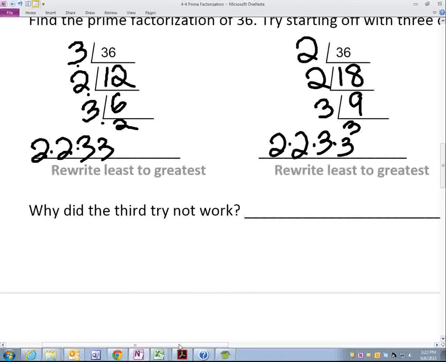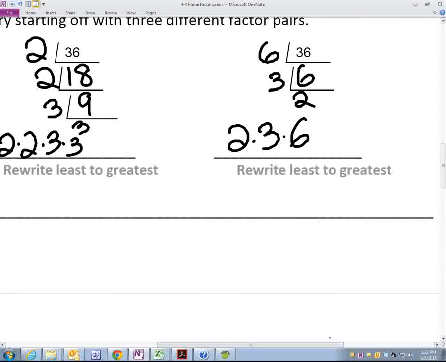Why doesn't it work? Wait a second. It does work. It worked right there. Look, if we did 6 times 2, because 2 times 3 times 6, that is 36. It worked. Then why does it say it didn't work? Everybody say that one word as to why you think it isn't.